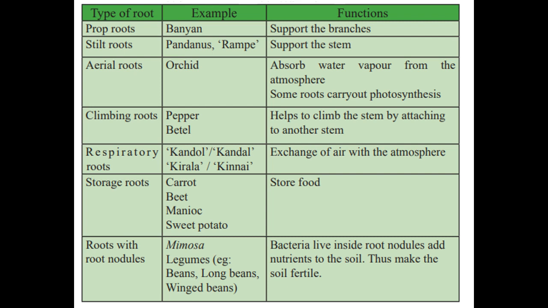The next one, exchange of air with the atmosphere. Exchange of air. Where can we find these type of roots, children? Yes, in mangrove environments. So exchange of air with the atmosphere. What is the type of root? Respiratory root or breathing root. Respiratory. Right? Oh, I will write breathing root.